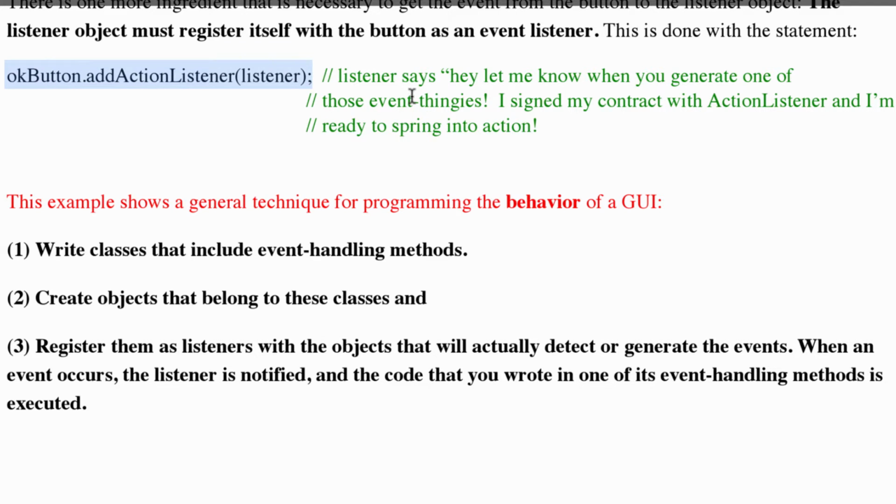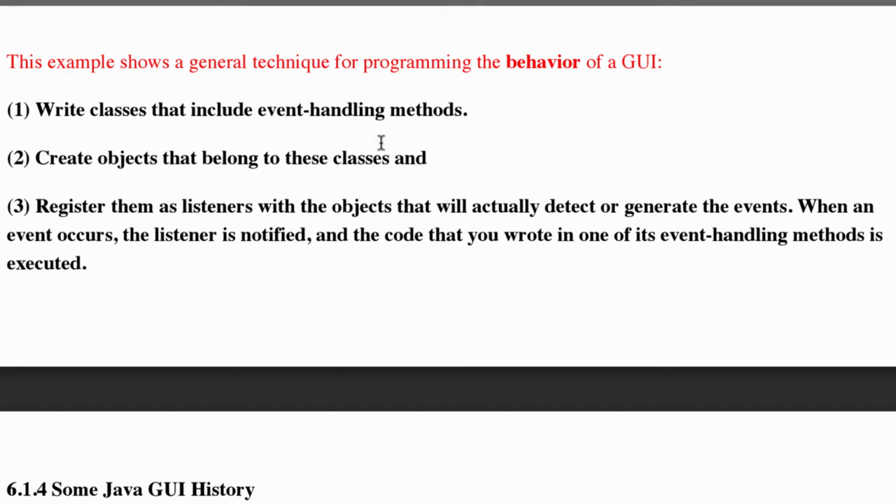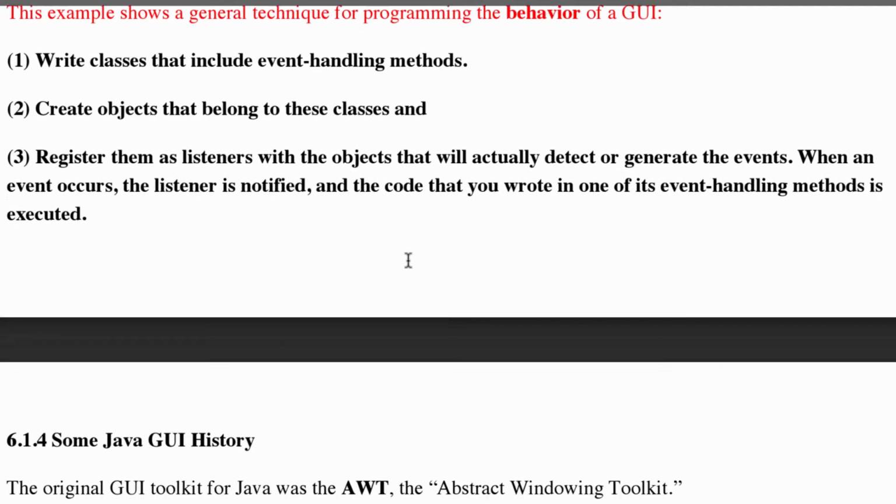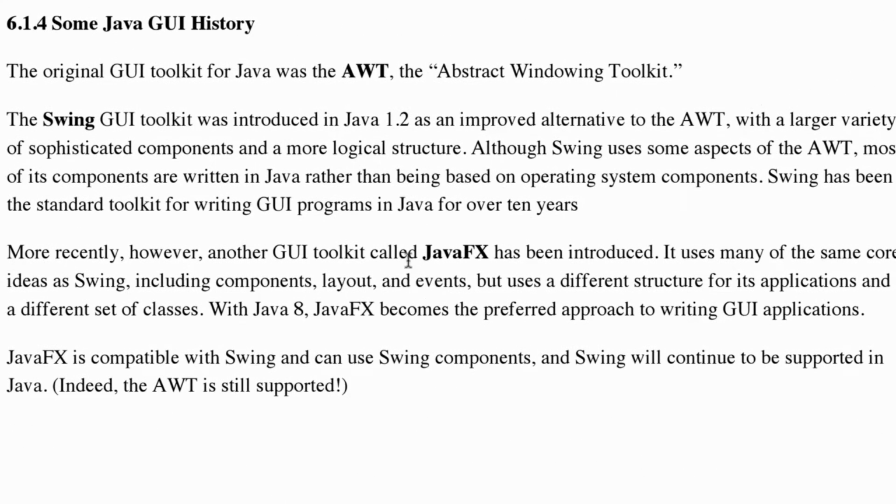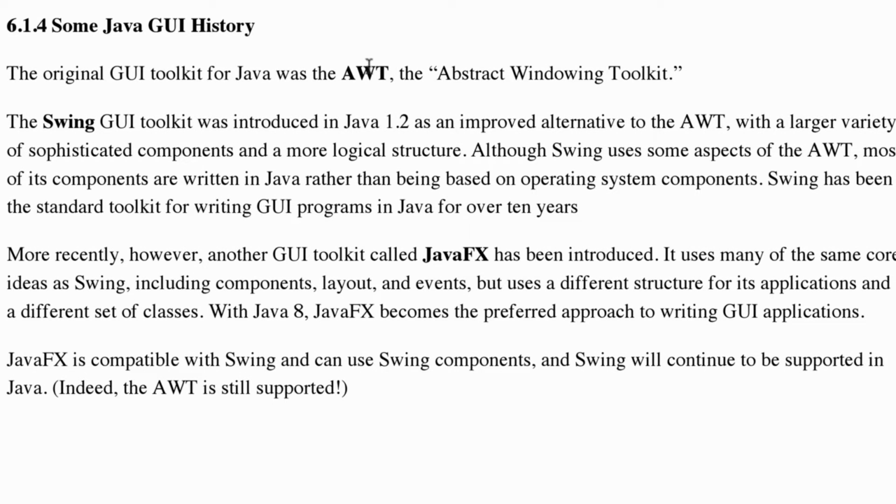We'll do all this in section 6.3. Here's the general technique for programming GUIs. And finally, a little bit of history. The original GUI toolkit was called AWT. We're going to be doing Swing, introduced in Java 1.2. We'll still use several parts of the AWT. The newest one, which we're not going to do, is called JavaFX.